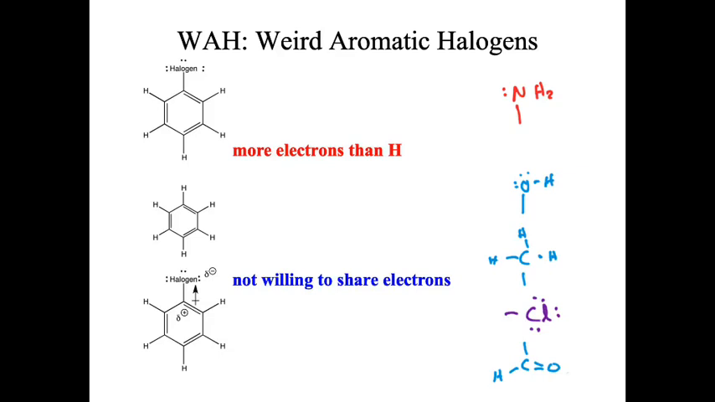So if we look at chlorine, it has more electrons than hydrogen, but it doesn't want to share them, which means, why not both? The chlorine is a deactivator, but instead of directing to the meta position, it directs para and ortho. It has the ability to do both.